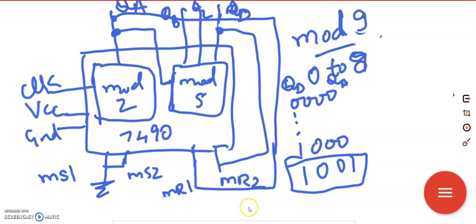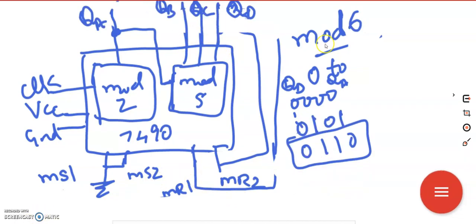So what if it is mod 6? For mod 6, the valid counts are 0 to 5. As soon as it becomes 6, it has to reset. When it is 6, QB and QC are high. So these two high outputs, we need to connect to MR1 and MR2. QB I will connect to one of the resets, and QC I will connect to the other reset.